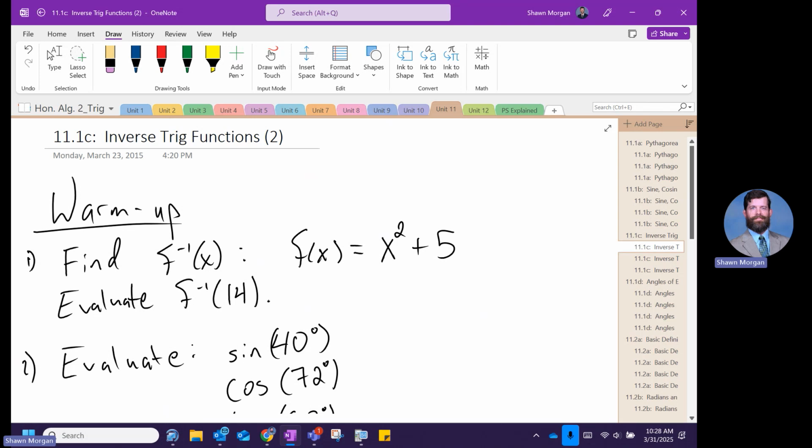And Michael Davis might say, well, wait a minute, Coach Morgan, I don't see a y up there. What's f of x synonymous with? There we go. Good. Switch x, y, solve the new y.